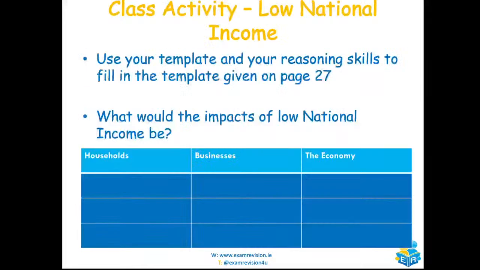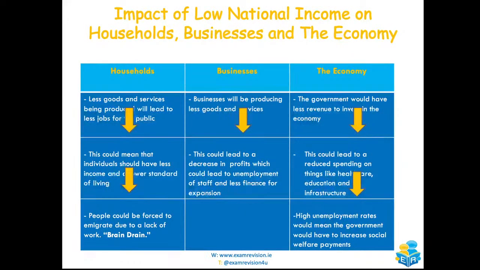Okay, so in looking at low national income, so if national income is low, then this is the impact that it could have. Okay, so it's just the opposite. It means that less goods and services being produced will lead to less jobs for the public. This could mean that individuals should have less income and a lower standard of living. This means that people could be forced to emigrate, as we've said previously, due to lack of work, and this is the brain drain, which we've already explained previously as well.